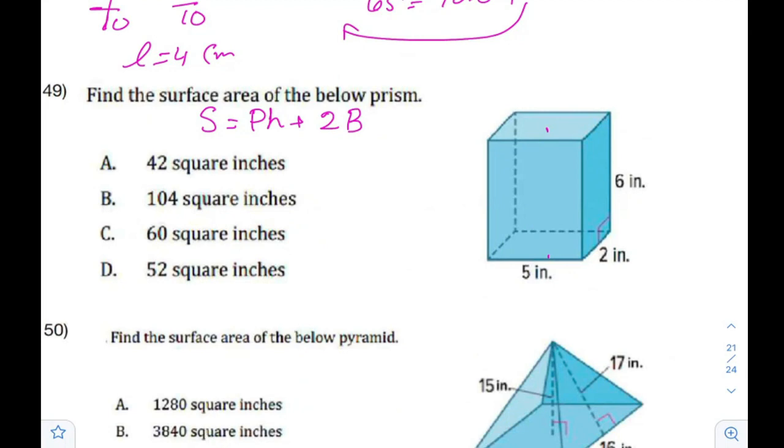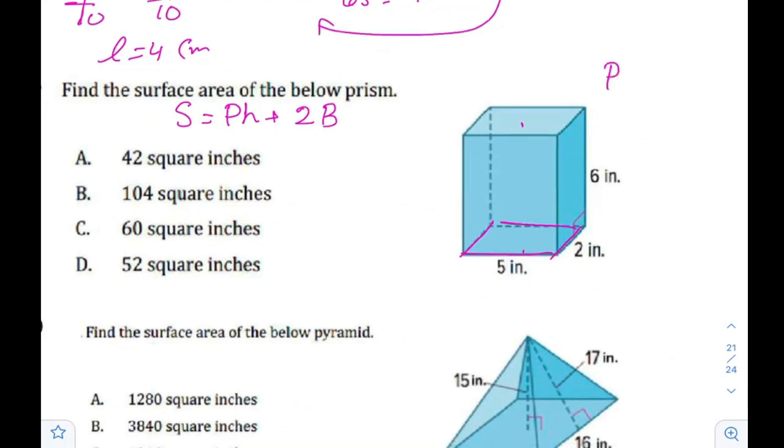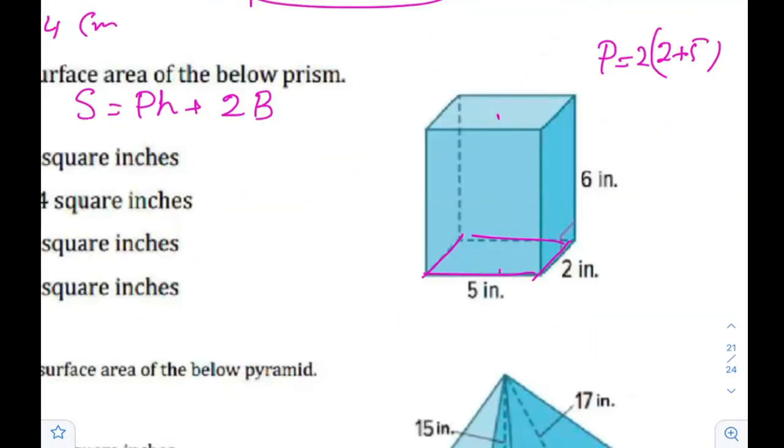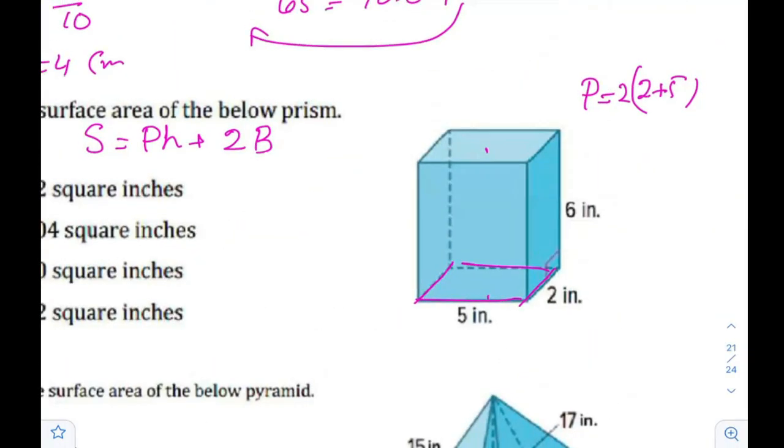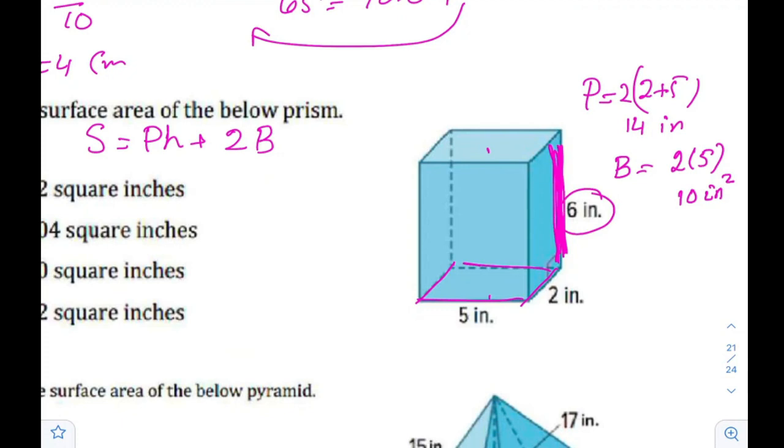So P is the perimeter of the base. The perimeter of the base is 2 plus 5, the perimeter of the rectangle, multiplied by 2, or 2 plus 5 plus 5 plus 2 again. So it is 2 plus 2 times 7, which is 14 inches. We also need capital B, which is the area of the rectangle here, which is 2 times 5, which is 10 inches squared. H is the height of the prism, which is in our case 6.